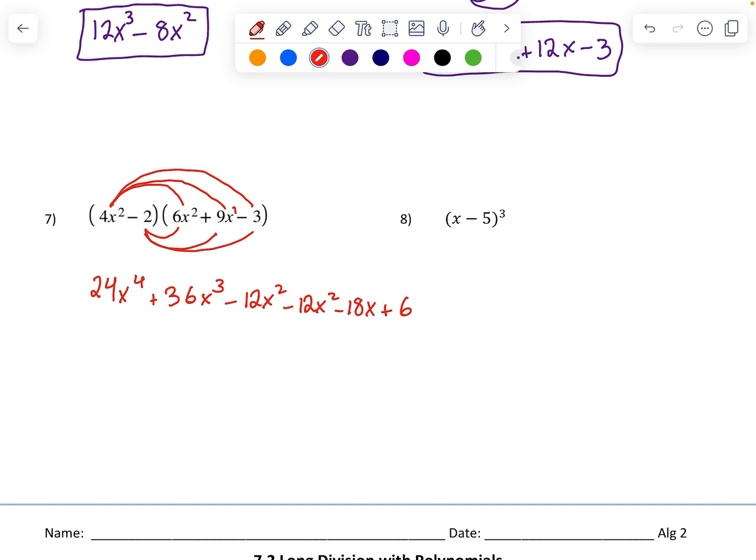So this is nice, it's in standard form, but we have some like terms we need to combine. So these two I would want to combine, so we're just going to rewrite it one more time and combine like terms. So that'll be a negative 24x squared minus 18x plus 6.